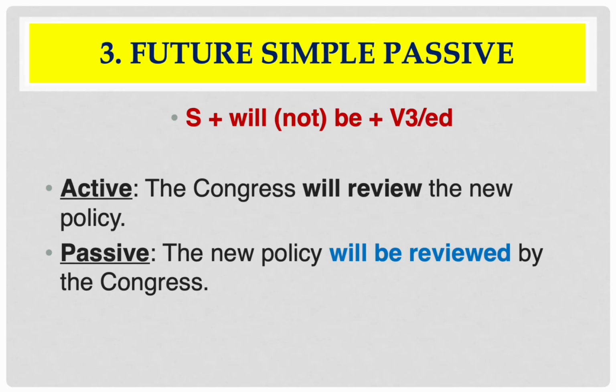Future simple passive. Subject plus will be plus past participle. Look at the example. The verb will reveal in the active sentence changes to will be revealed in the passive sentence. Will stays the same to show future tense. Be is added to form the passive, and reveal becomes the past participle.